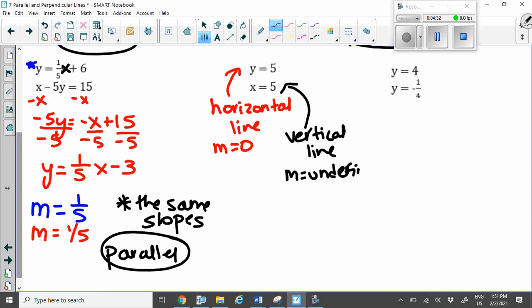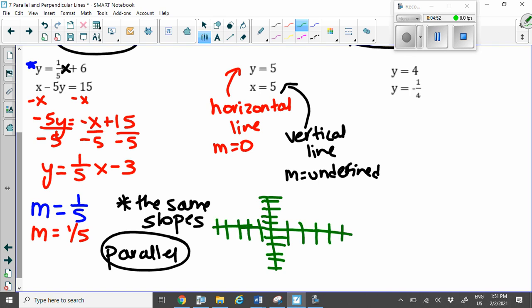Now let's think about this. Can we, just given the slopes, really know if these lines are parallel, perpendicular, or neither? Well, not really. We actually have to draw the graph to figure this out. So this is just a rough sketch of what we have. We have y equals 5. Remember, that means horizontal, and 5 is our y-intercept. And if we have x equals 5, that means we have a vertical line, and that's our x.